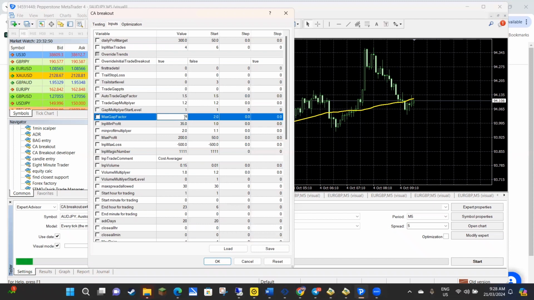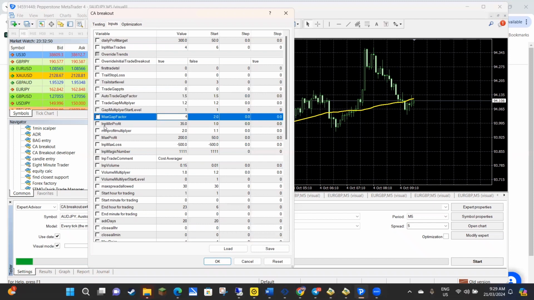Now, you can either use that or not use that. I tend to use it at 4. If the market's moved that far away from the first trade, then the trend's probably changed anyway, and you probably decided to get out of them anyway.